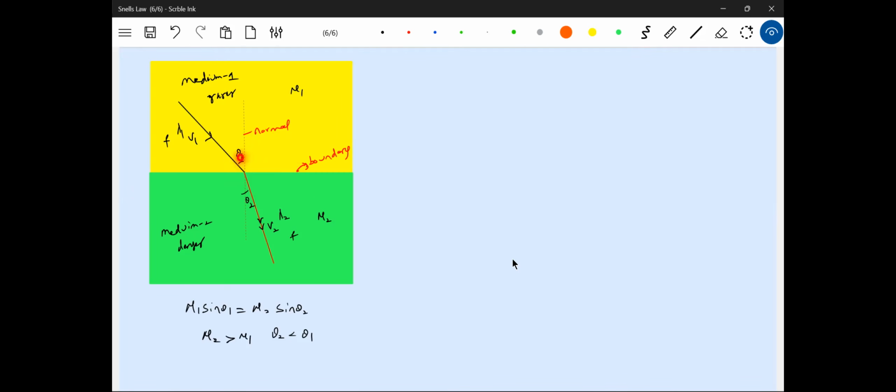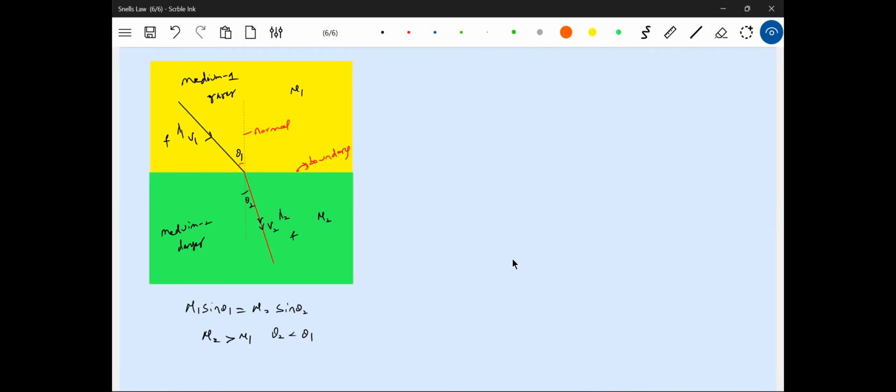So what is theta 1? How do you define the angle of incidence? The angle made by the incident ray with the normal. Theta 2 is called the angle of refraction, the angle made by the refracted ray with the normal. All these angles in Snell's law are measured with respect to the normal. So what do you mean by normal? The boundary separates two mediums, and a line drawn perpendicular to the interface is called the normal. In Snell's law, theta 1 and theta 2 are the angle of incidence and angle of refraction measured with respect to the normal.